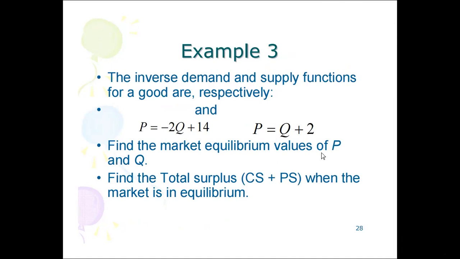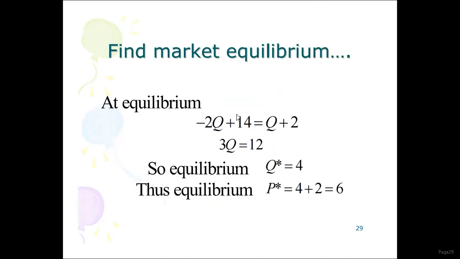So find the market equilibrium values of price P and quantity Q, and find the total surplus, consumer surplus and producer surplus when the market is in equilibrium. At the equilibrium point, the supply function and demand function will be equal. So Q equals what? We get Q equals 4.